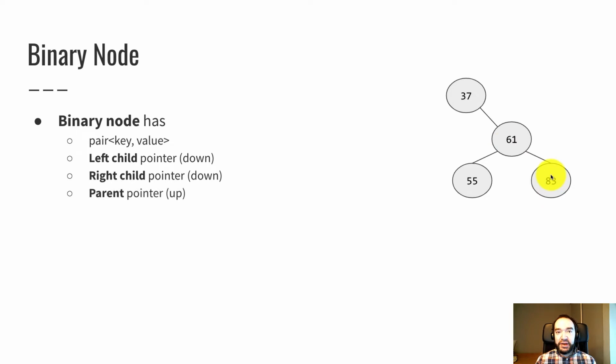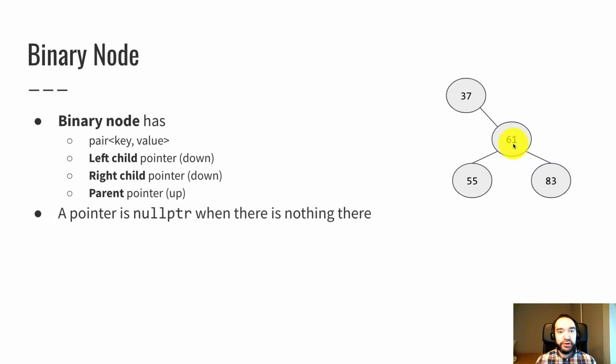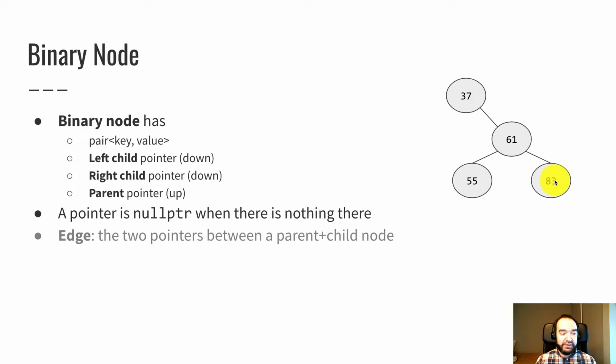And every node has a parent pointer that we draw upwards, so 61's parent is 37, and 83's parent is 61. And these pointers can be null when there's nothing there. So 37 is the root node, it's at the top of the tree, it has no parent, so 37's parent node would be null. 55 is a leaf node at the bottom of the tree, it has no children, so 55's left pointer and 55's right pointer are both null, and the same is true of 83, which is another leaf node.